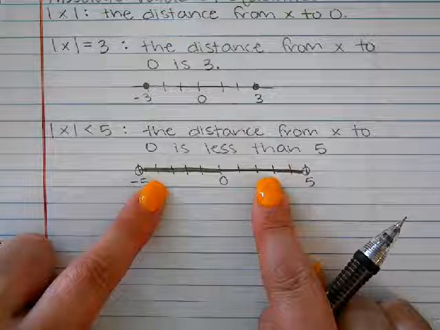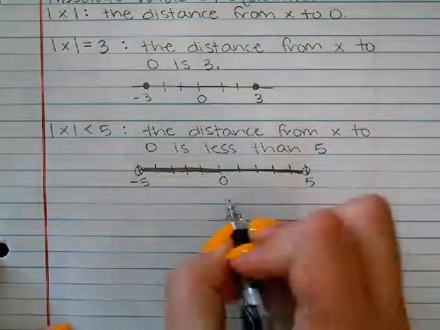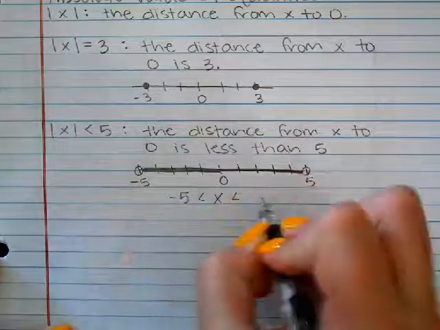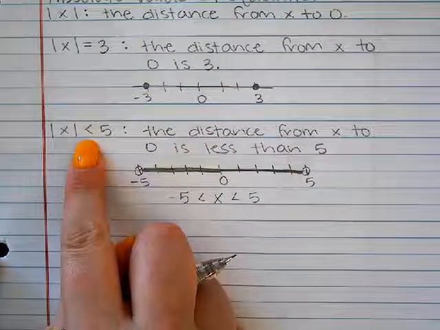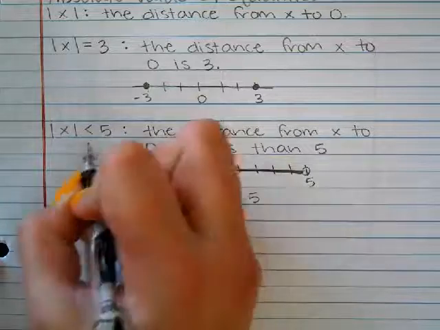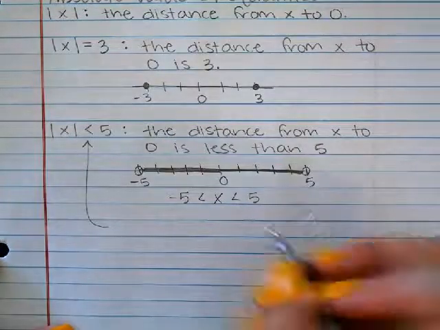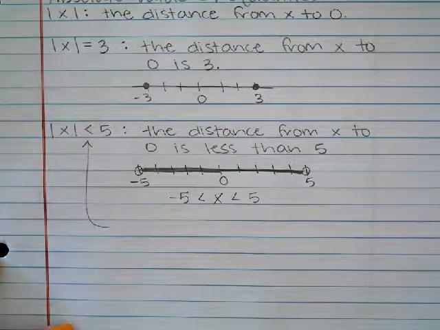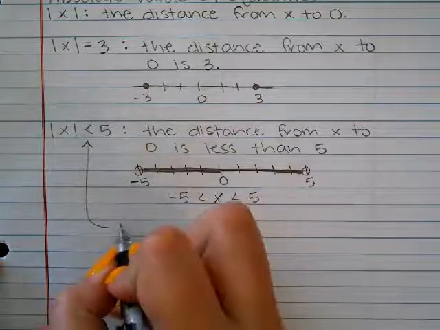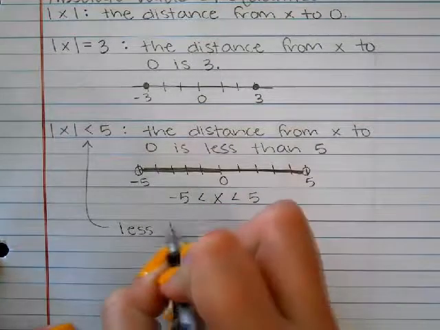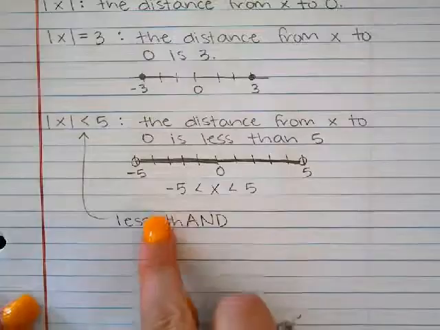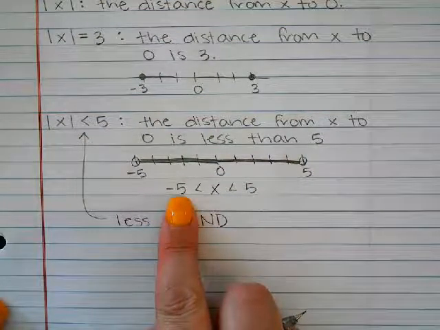Okay? Now, I always write my answers like this. So we've got x is in between negative 5 and 5. This symbol right here, when you say it out loud, you say less than, right? That's how we say it. I write this whenever I do these. These are called compound inequalities when you're solving an absolute value inequality like this. I say it as less than. I want you to write this in your notes. Less than. It's in between -5 and 5.